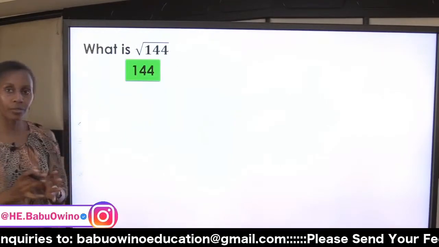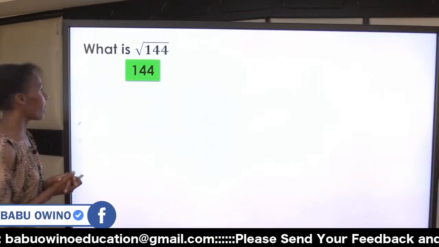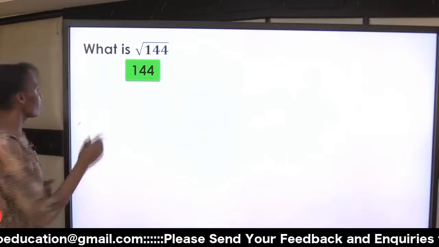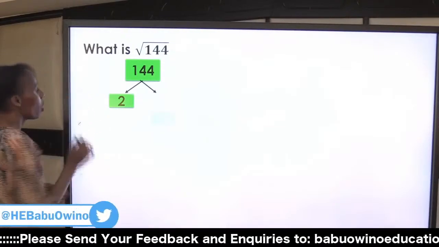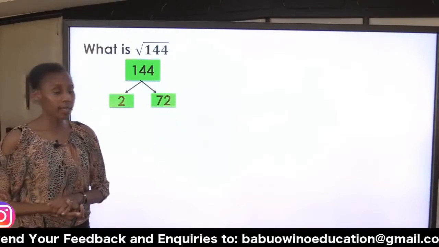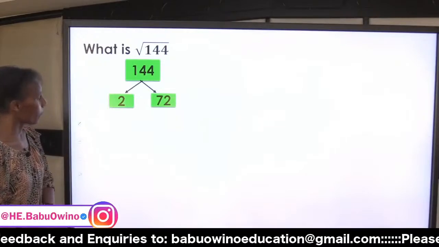So we have to first of all factorize our number. So 144 is an even number, and therefore we shall start by 2. When we divide by 2, you get 72. Okay?